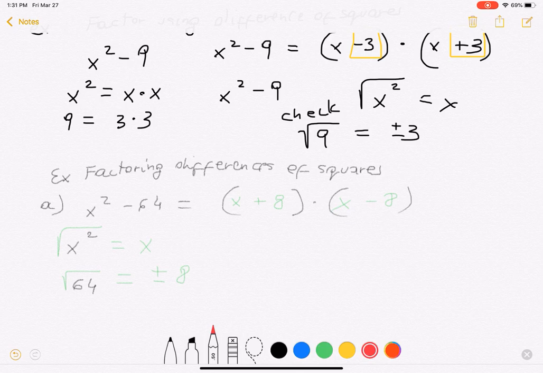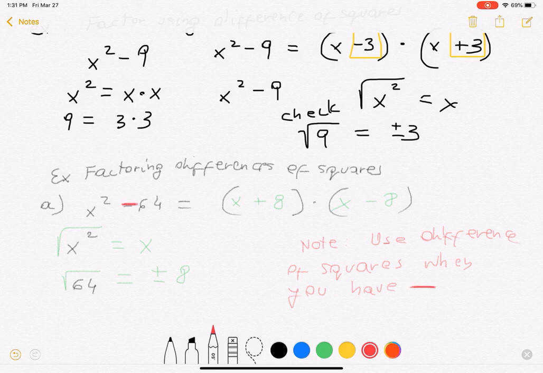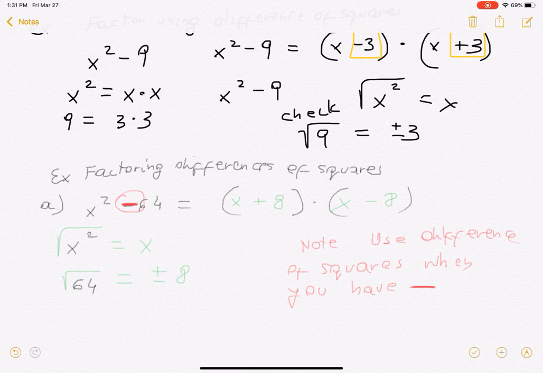Just one quick note. Use difference of squares when you have that minus. Okay, so it's very important. Okay, x squared plus 64 won't work. Okay, so make sure that you're paying attention that it has to be minus. Okay, let's do b.